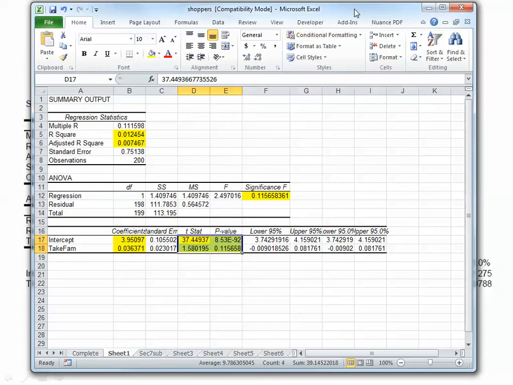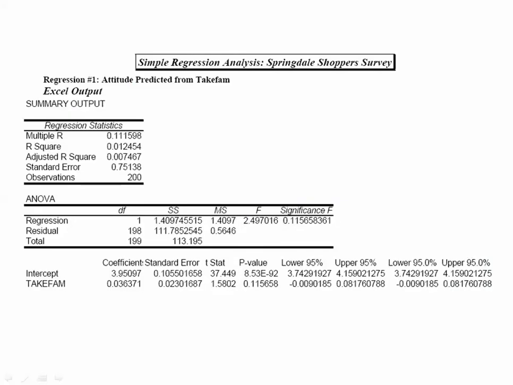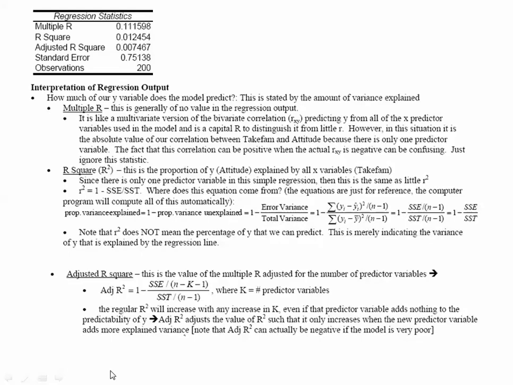Now I have the output here in your notes, and you can see that it's identical. If it's not identical, it's very close. I'm looking at both of them, and I think it's identical to what we've just seen. Let's start with the top box, the regression statistics.